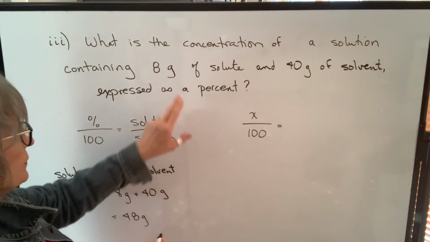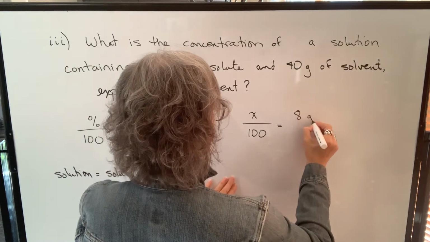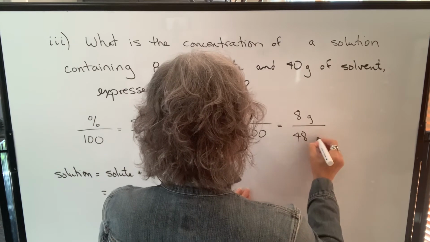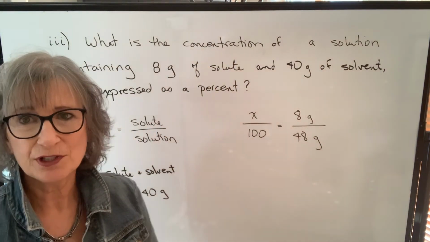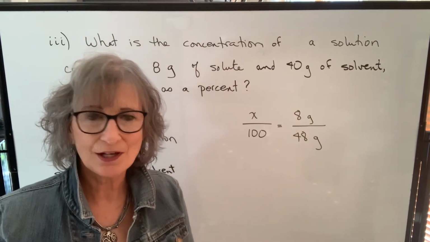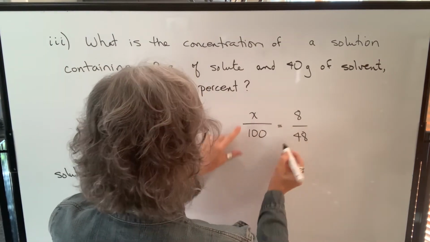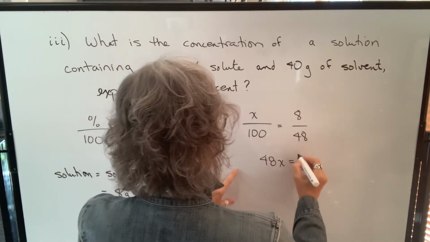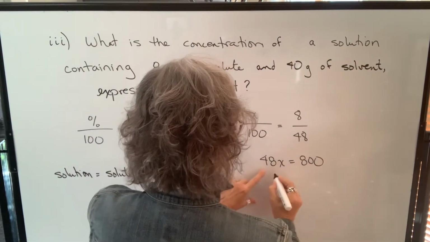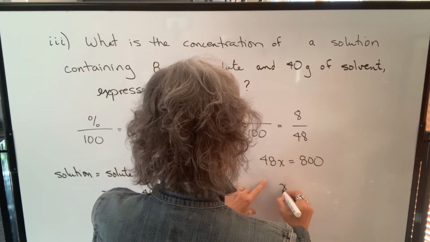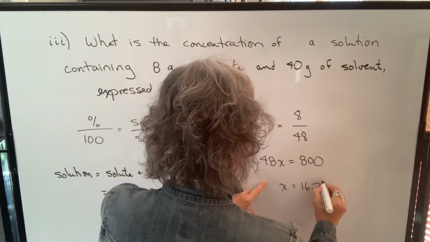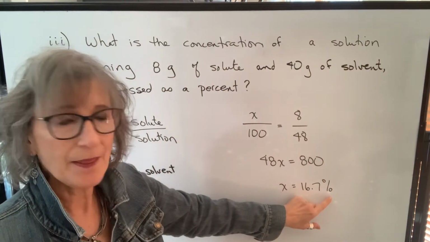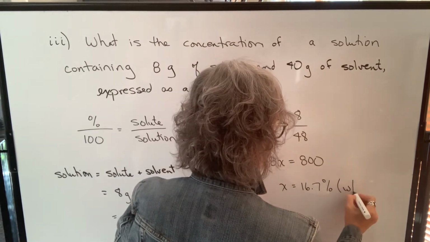The amount of solute is 8 grams. The amount of solution is 48 grams. So the units remind you that it's going to be weight per weight, but we can ignore them when we're doing the calculations. Cross multiply, x times 48 is 48x. 100 times 8 is 800. Divide both sides by 48. And we get x equals 16.7%, and that will be weight per weight, which we need to indicate with this.